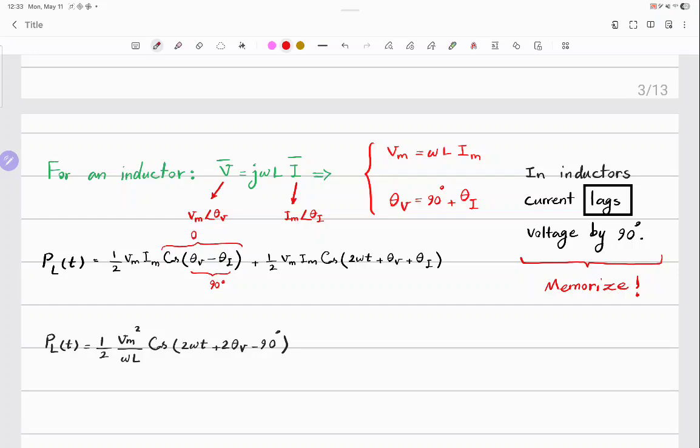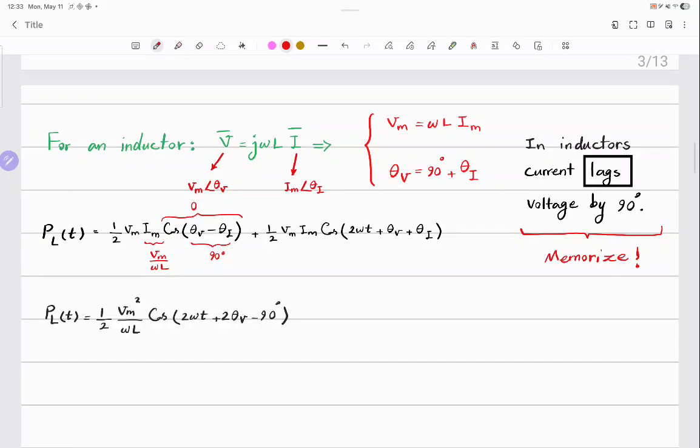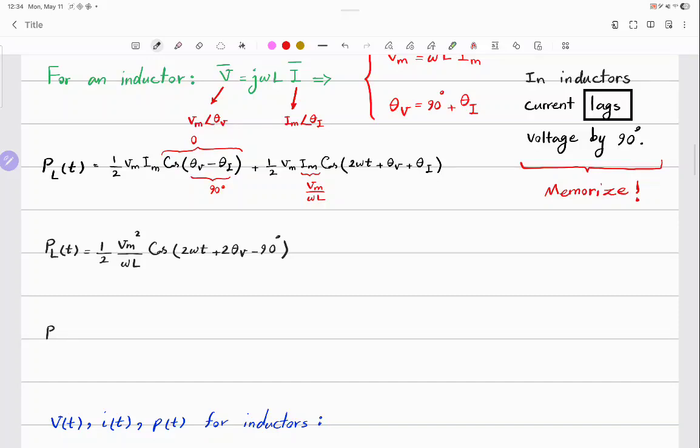That's the first equation. If you were confused what I did, I just replaced Im by Vm over omega L. Well, not this one, because the first term is actually 0. It's actually the second term. How about the other equation? I can write 1/2 omega L Im squared cosine of 2 omega t plus 2 theta I plus 90 degrees.